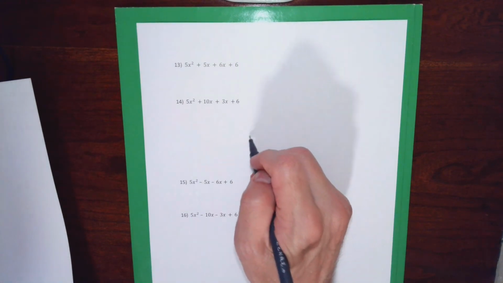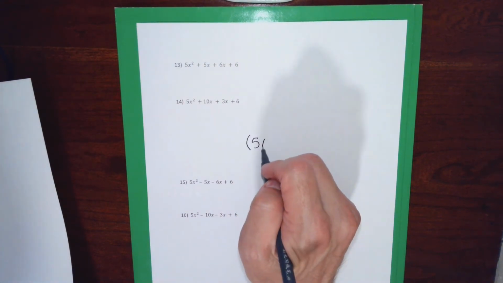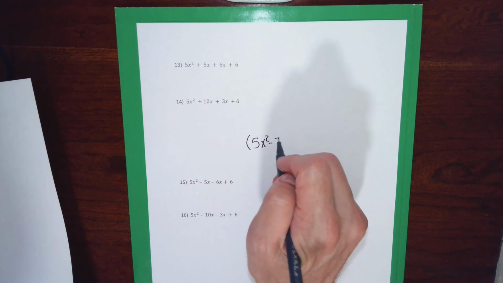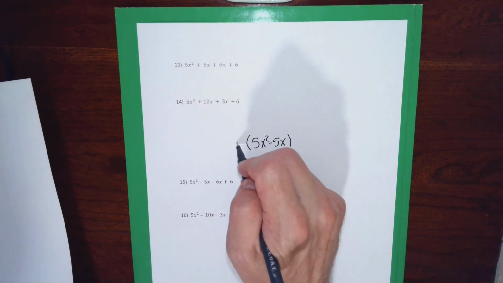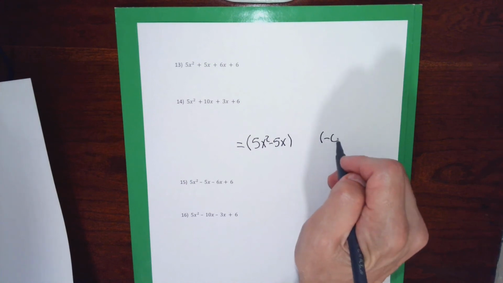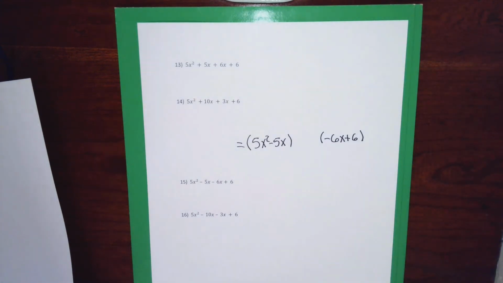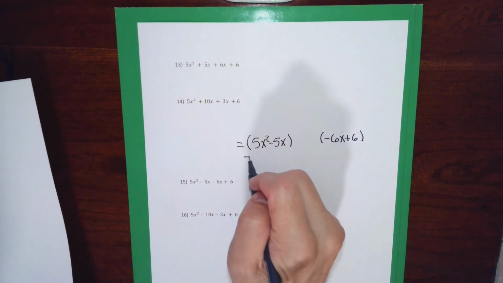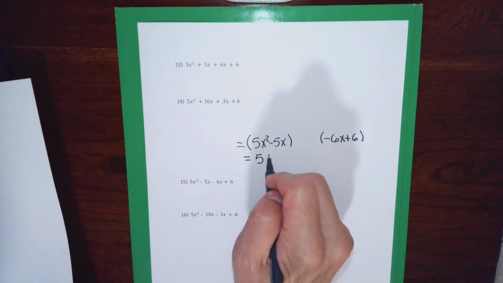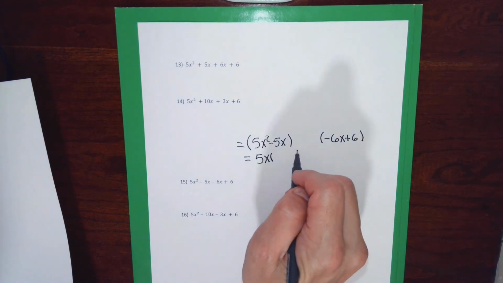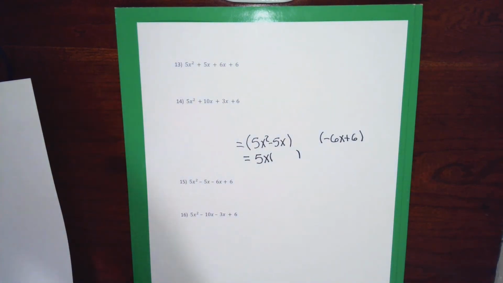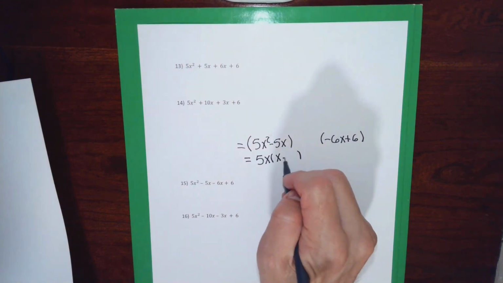So for 15, 5x squared minus 5x in the first parentheses, negative 6x plus 6 in the second parentheses, and then greatest common factor each. This is why that greatest common factoring skill was taught first, because it's going to come up again and again and again. First parentheses, I'm going to factor out a 5 along with an x. Divide by 5, take an x away and be left with an x minus 1.